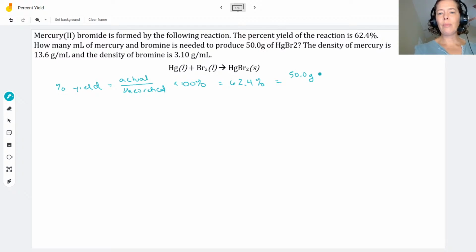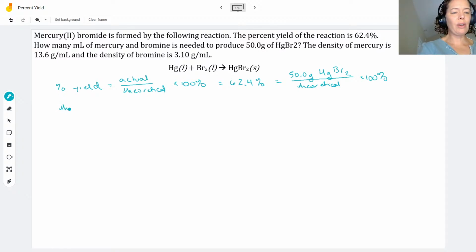50 grams of mercury II bromide. We do not know our theoretical yield. That's what we're trying to find. And of course, that's times 100%. So all we need to do is solve for this theoretical yield. Again, just like we did in the previous problem, we just need a little bit of algebra.